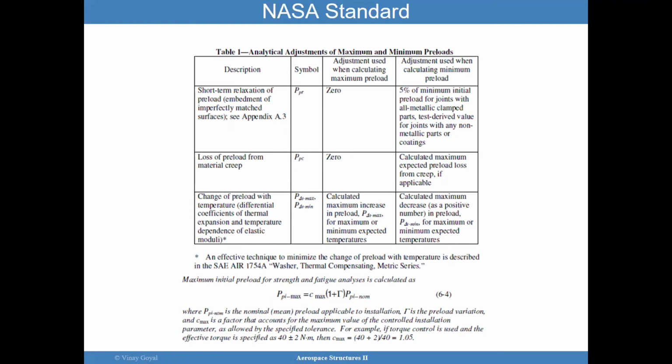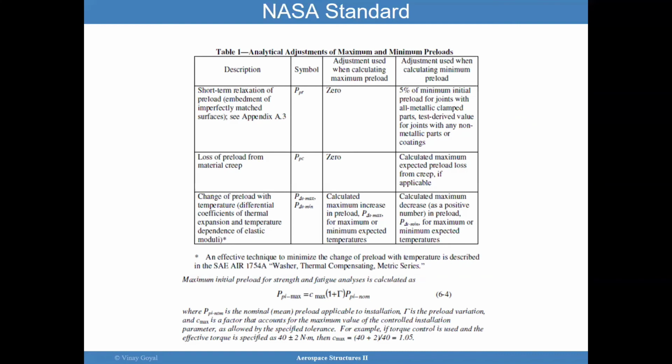We can apply adjustment of 5% for initial preloads for joints when it's all metallic, and it is useful for short-term relaxation. We can also calculate the maximum expected preload loss from creep if possible. It's not always easy to find, but you could estimate it based on any test data you may have.